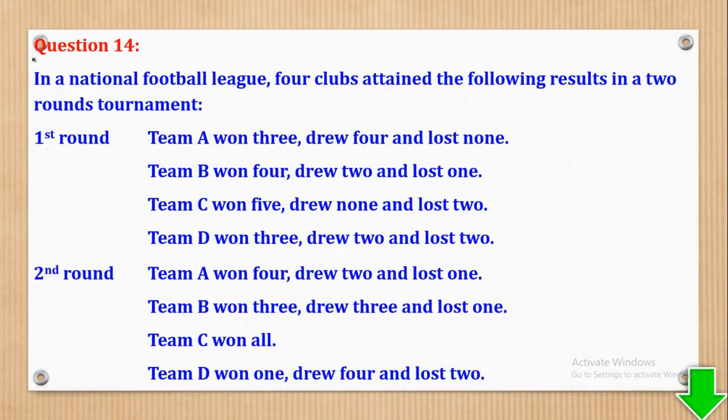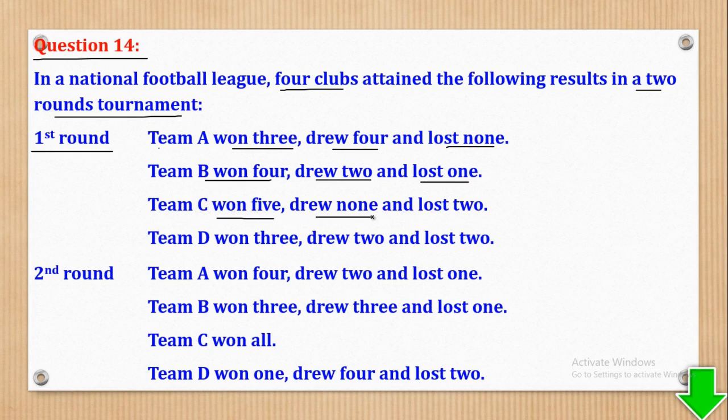Now we shall go to question 14, and question 14 says, in a National Football League, 4 clubs attained the following results in a 2 round tournament. So in the first round, team A won 3, drew 4, and lost none. Team B won 4, drew 2, and lost 1. Team C won 5, drew none, and lost 2. And Team D won 3, drew 2, and lost 2. So that was the first round.